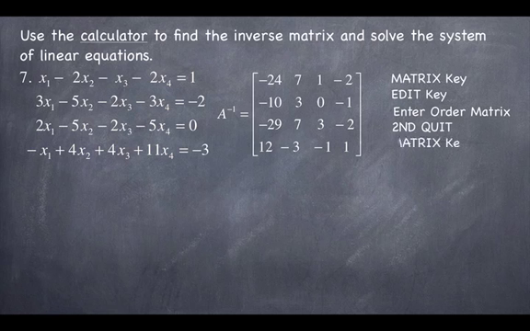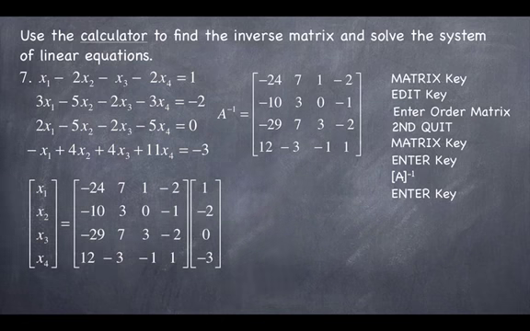Once you do that, you want to go back to it again. So hit the matrix key, and then hit the enter key, and then you should have the matrix that you just entered on your calculator, which should be matrix A. And then at this point, all you're going to do is, on this screen, raise that matrix to the -1 power. Once you do that, you should hit the enter key, and you're going to get this on the screen.